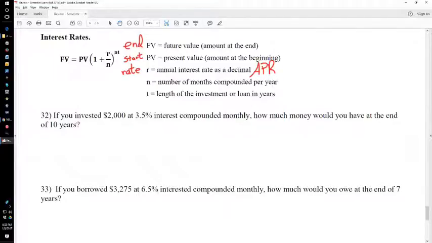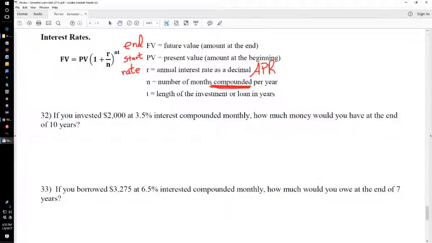N is the number of times compounded. Now, let's not worry about what the word compounded means. It's basically how many times they are doing it every year. So if you do it monthly, well, there are 12 months in a year, so you do it 12 times in a year. The N value is 12. If you do it once a year, N is 1. If you compound 45 times a year, N is 45.